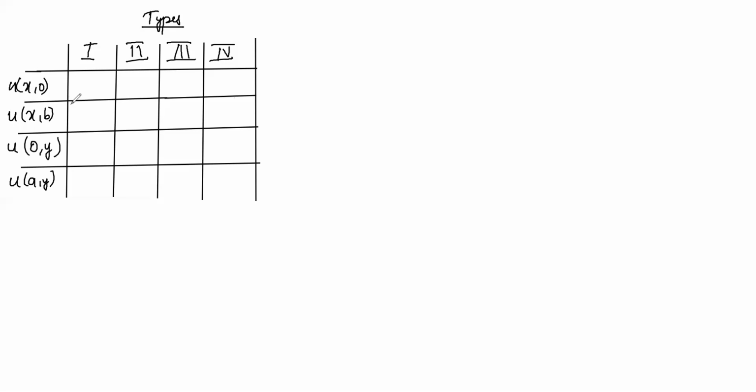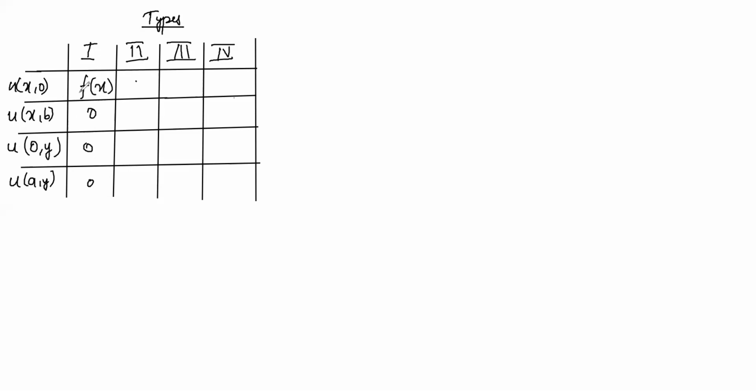Now when you have u(x,0) defined to be some f of x and the rest of them are 0, that means u(x,b) is 0, u(0,y) is 0, and u(a,y) is 0. That mainly forms type 1. Only u(x,0) is defined and the rest of them are 0 on the boundaries. So that's type 1.